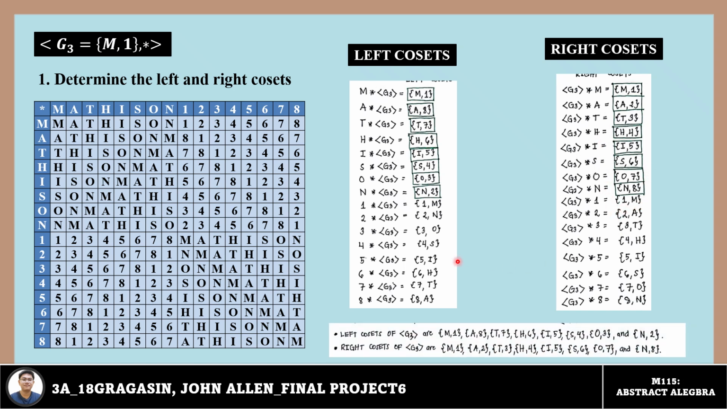In conclusion, we have here the left cosets of G sub 3 are elements M and 1, A and 8, T and 7, H and 6, I and 5, S and 4, O and 3, and N and 2. The right cosets, on the other hand, are M and 1, A and 2, T and 3, H and 4, I and 5, S and 6, O and 7, and N and 8.